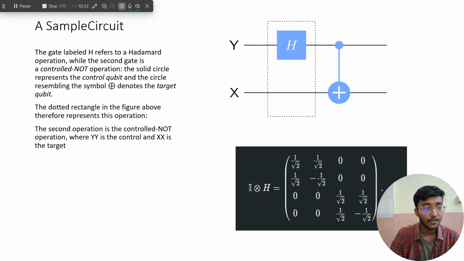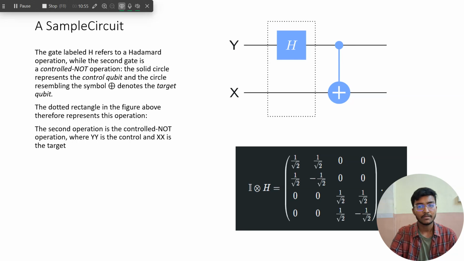The gate labeled H refers to a Hadamard operation, while the second gate is a controlled-NOT operation. The solid circle represents the control qubit, and the circle resembling the plus symbol denotes the target qubit. The dotted rectangle in the figure above therefore represents this operation. So we have described the overall circuit over here.